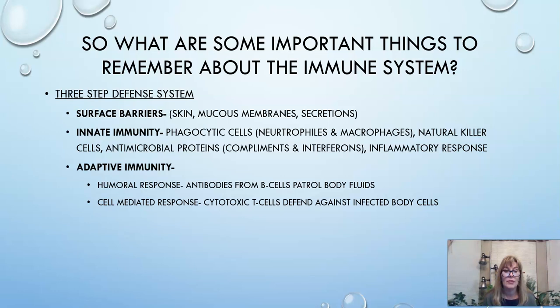Then we have innate immunity. The innate immunity is what we are all born with, and we didn't have to learn anything else. And this includes a lot of phagocytic cells, especially neutrophils and macrophages. Natural killer cells are another type. Antimicrobial proteins go along with innate immunity, and they are considered to be complements and interferons.